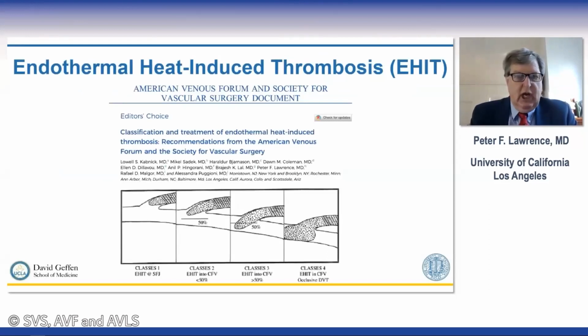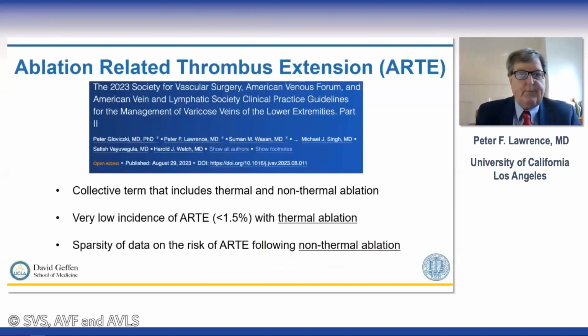This is just a screenshot from the publication on EHIT, led by Lowell Kabnick, and I was an author, as many others of you in the audience were. And this is a classification system. This works for EHIT, but as the term implies, it's only been developed for heat-induced thrombosis. Level 1 is an extension just flush with the deep vein. Level 2 is less than 50%. Level 3 is greater than 50%, and level 4 is complete occlusion.